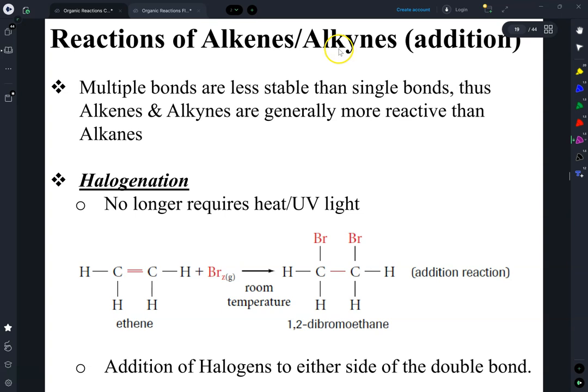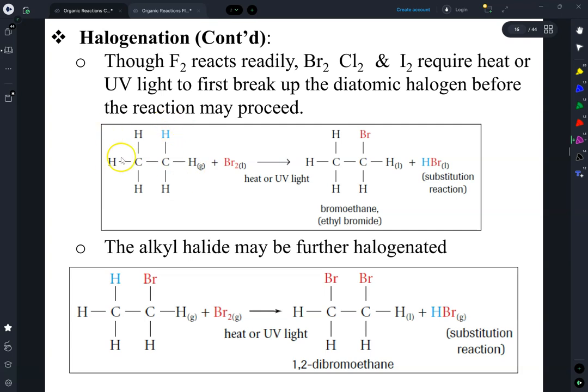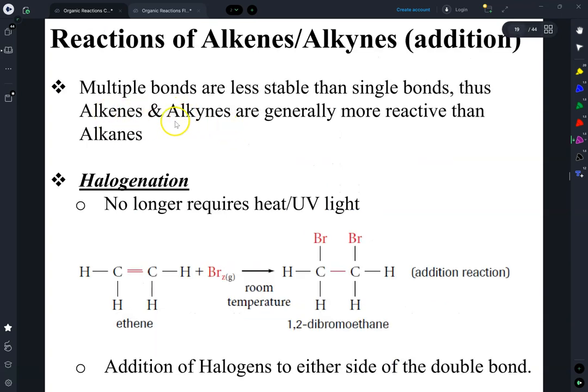Alkenes and alkynes can also undergo addition reactions, as multiple bonds are less stable than single bonds. As such, alkenes and alkynes are generally more reactive than the alkanes, which is why the halogenation of alkanes required heat or UV light to start the reaction up, but due to the high reactivity of multiple bonds, just room temperature is enough energy to activate the reaction. Heat and UV light is no longer required.